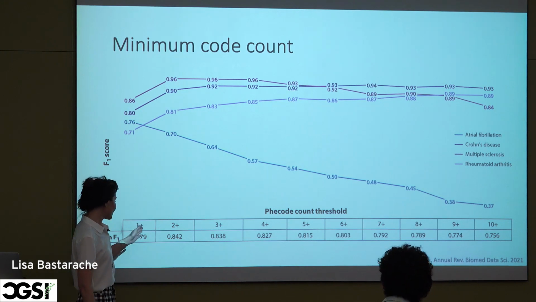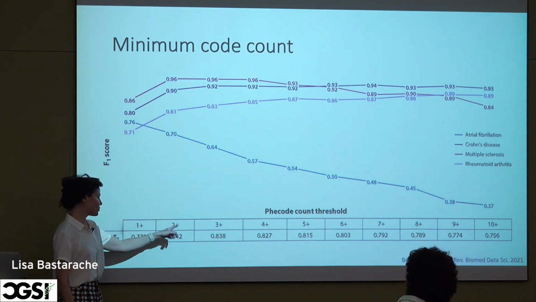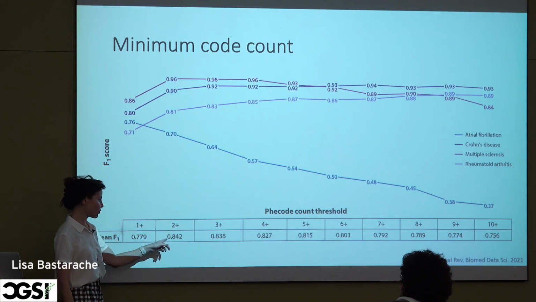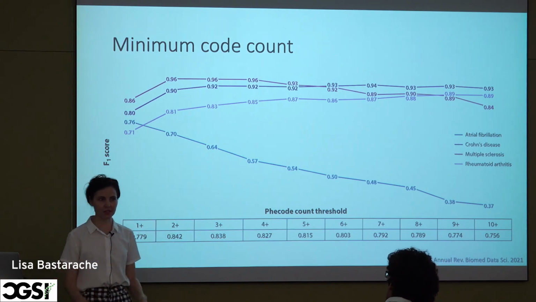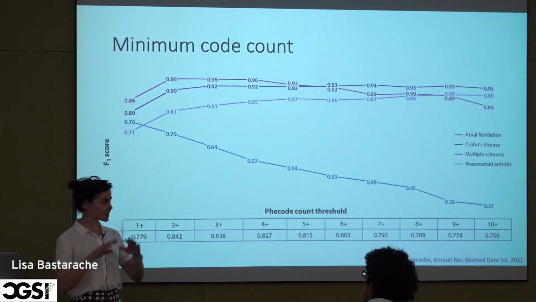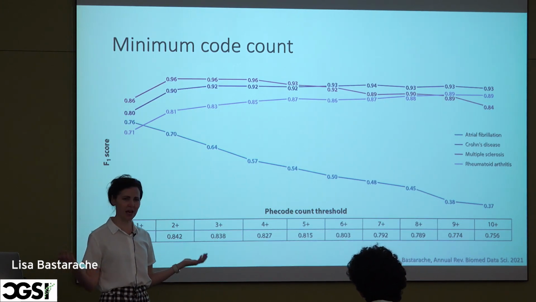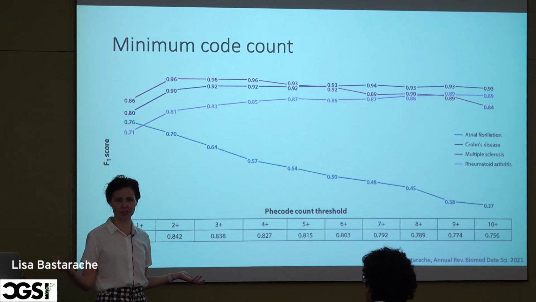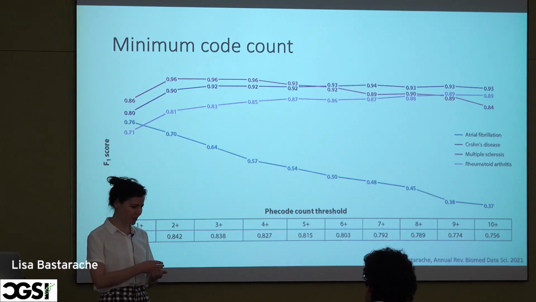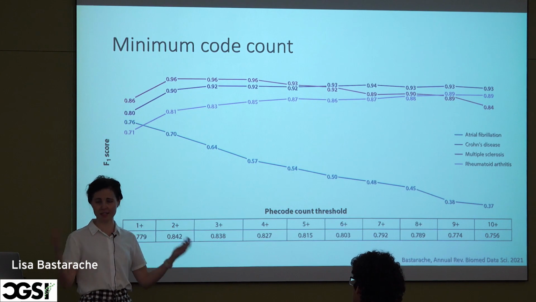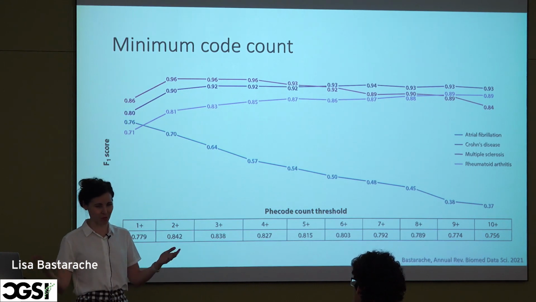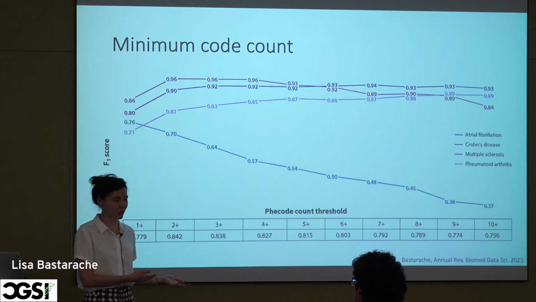And what we found, and this finding has been reproduced in other contexts as well, is that requiring 2 or more unique dates for a case hits this nice balance between positive and negative predictive value. Does that make sense, guys? The more codes that somebody has, the more likely it is that they actually have the condition. If somebody's been billed for rheumatoid arthritis on 8 separate dates, they probably have rheumatoid arthritis, or at least their doctor thinks they have rheumatoid arthritis.